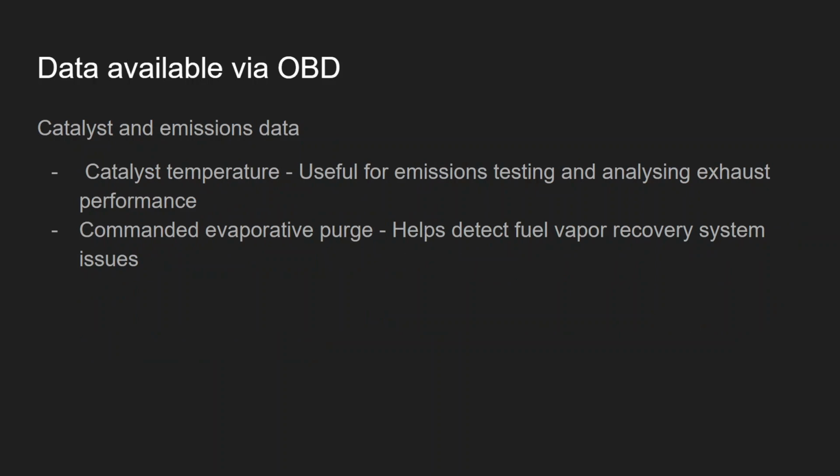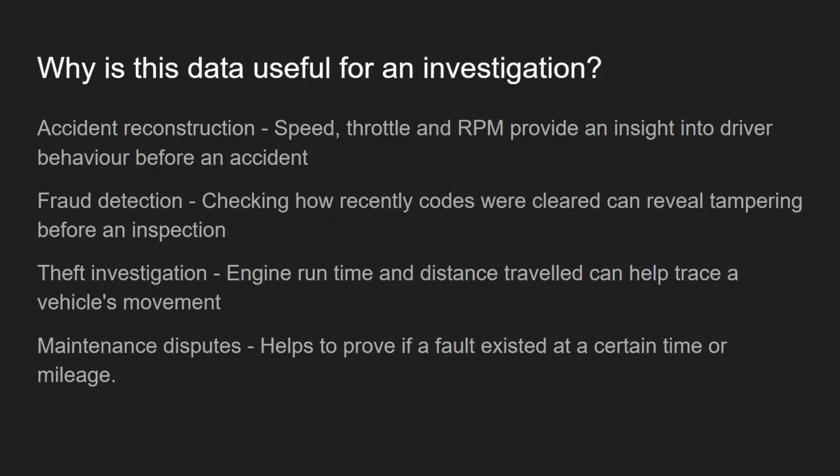And catalyst and emissions data. Catalyst temperature, which is part of the exhaust. It shows us useful data for emissions testing and can analyse exhaust performance. Then commanded evaporative purge. This helps to detect fuel vapour recovery system issues. So, why is this data useful for us?